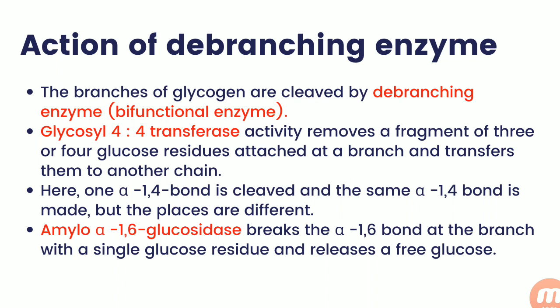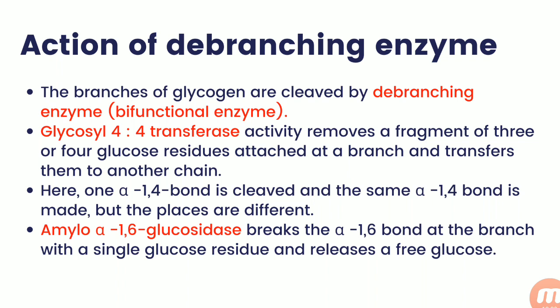Now once the glucosyl 4:4 transferase does its work of cleaving this 3 or 4 glucose residue from the branch chain, making it a linear chain, amylo alpha 1,6 glucosidase breaks that one alpha 1,6 bond and releases a free glucose. After that, the remaining molecule of glycogen is again available for the action of phosphorylase and debranching enzyme, to repeat the reaction stated in step 1 and step 2. Step 1 is the action of glycogen phosphorylase and step 2 is the action of debranching enzyme.